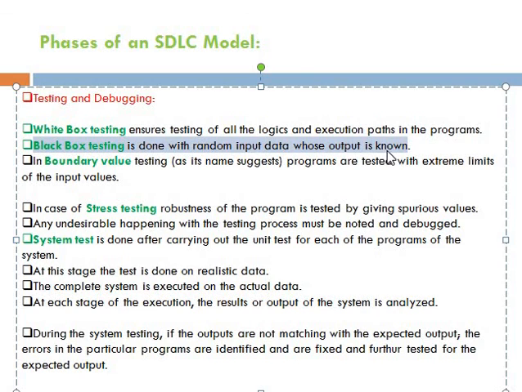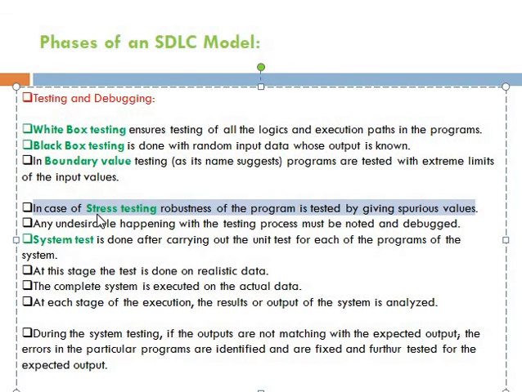The end users can be the clients who shall be testing that software application, whether it is meeting their demands or not. The next type of testing is the boundary value testing. Now the boundary value testing, as its name suggests, here the programs are tested with extreme limits of the input values. So here the random input data in the boundary ranges are fed into the system for testing. And if it produces the expected results, then the boundary value testing was a success.